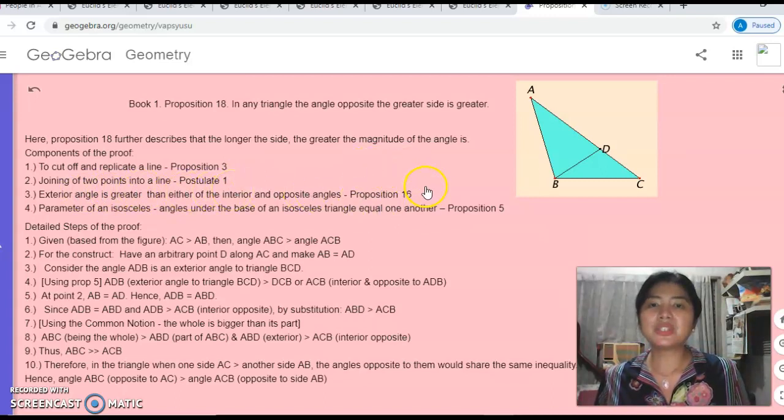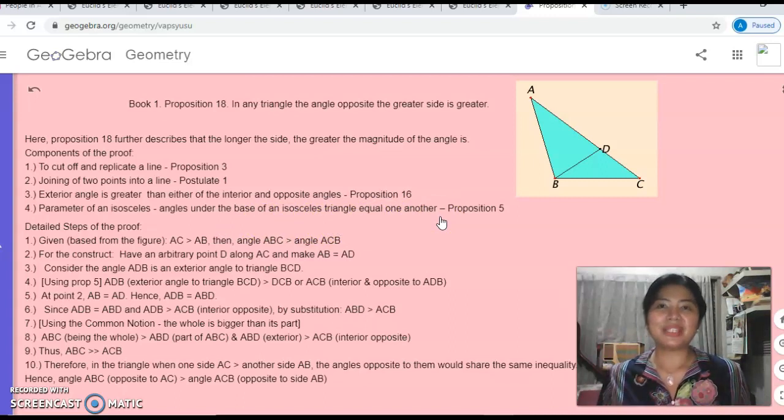And at Proposition 16, we have the inequality between the exterior angle and the interior opposite angles. So we'll be making use of that. And we also have Proposition 5. It says that in an isosceles triangle, the angles under the base equal one another.